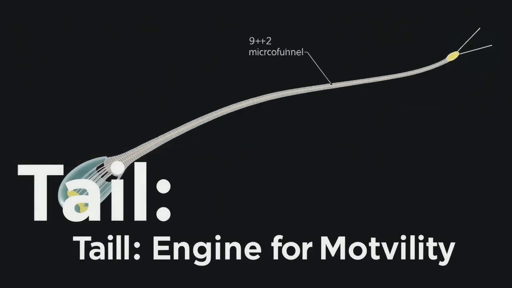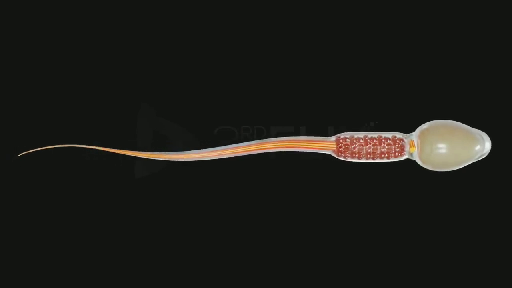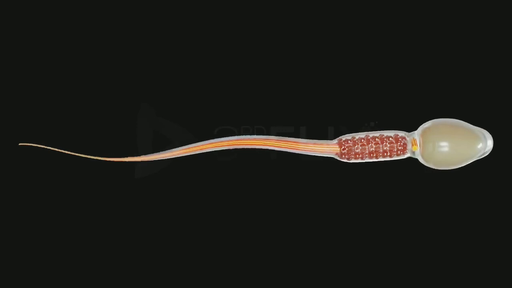The tail is the longest part of the sperm. It is fibrous and contains a central axial filament with a 9+2 arrangement of microtubules surrounded by cytoplasm. The posterior tip of the axial filament is naked, meaning it lacks cytoplasmic covering.